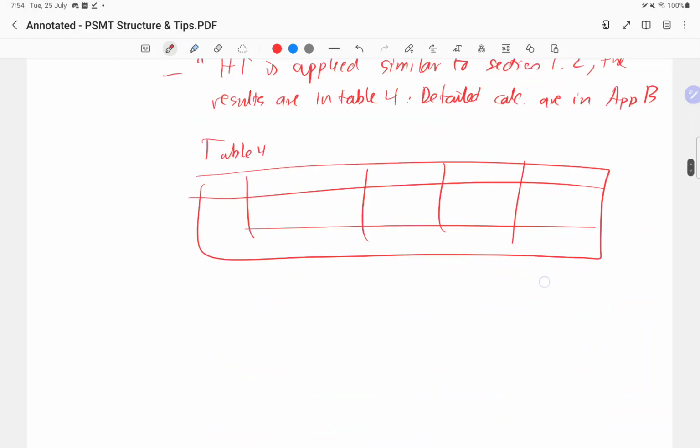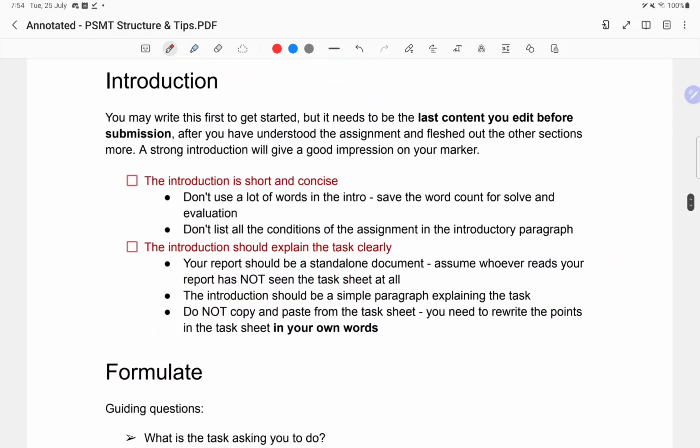Okay. Next. Now we'll actually get to the main content. So that was the general checklist. Now is the main content.